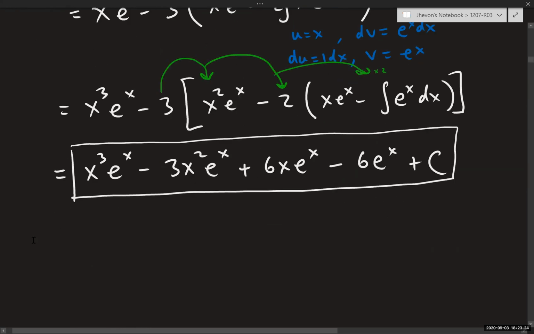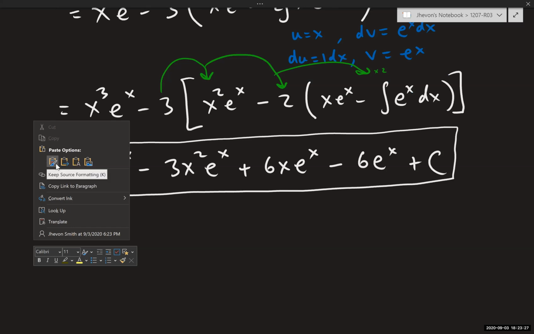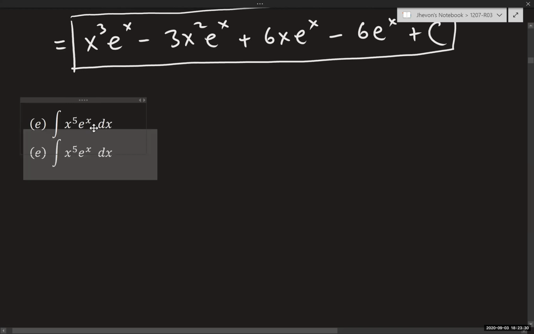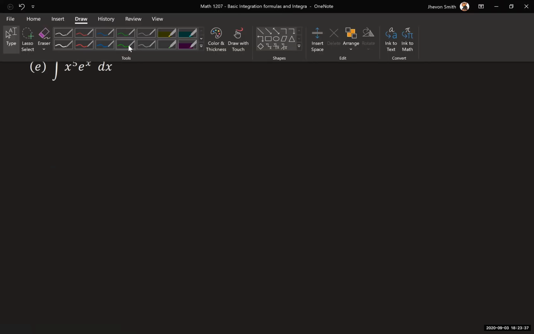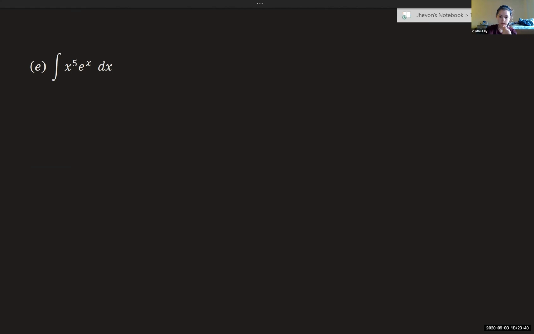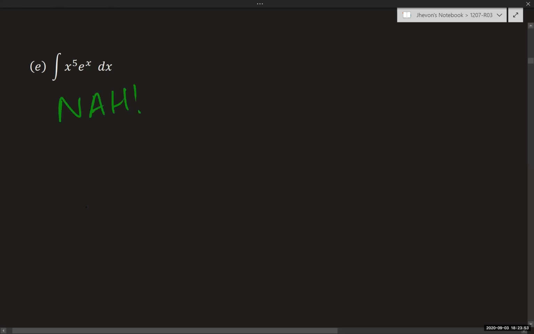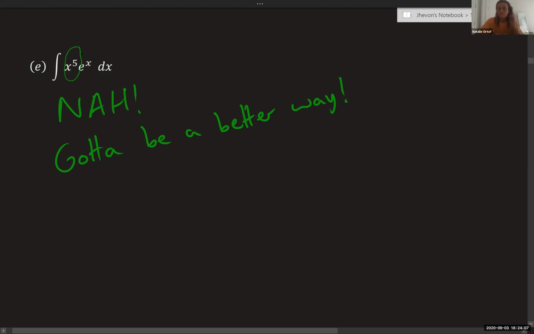Okay, let's look at the next example. x to the 5th e to the x. What do you guys think we're going to do here? Can we just do the same thing as we did last time, just keep doing it? How many integration by parts do you think this is going to take? 5. Looking forward to it? No. Right? Gotta be a better way. Here we have the x to the 5th, which means that's going to be your u. You'll need 5 integration by parts.